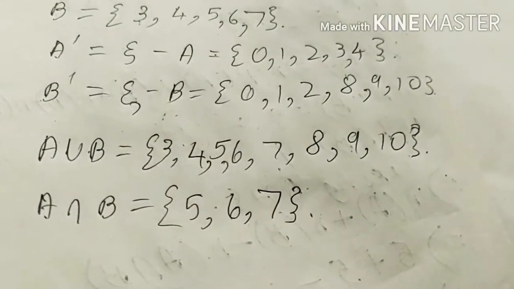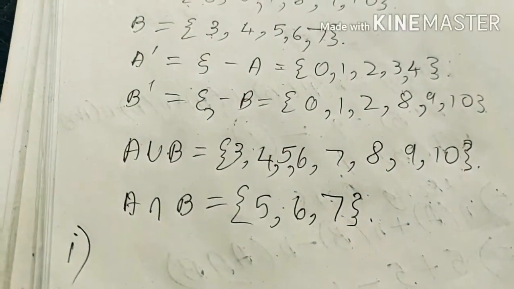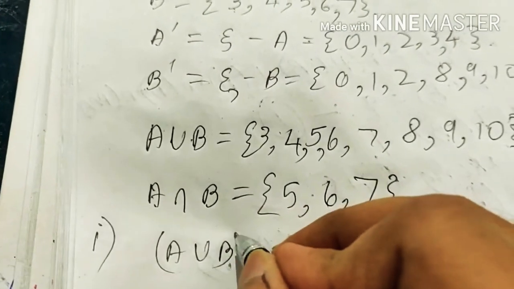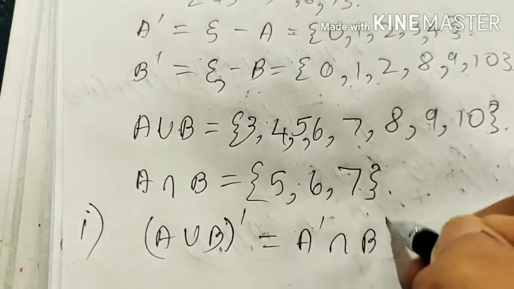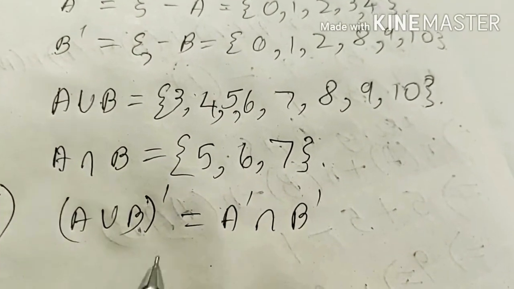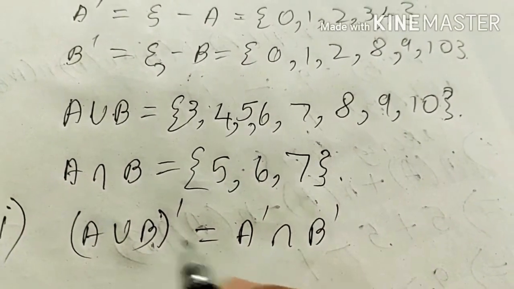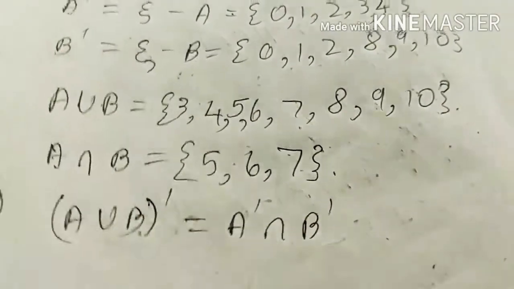Then we first have to verify these, the few things that we could find very easily. So first our part is A union B's complement. We have to verify that A union B complement is equal to A complement intersection B complement. We have to find the complement of A union B, and then A complement intersection B complement. We have to verify that both are equal.